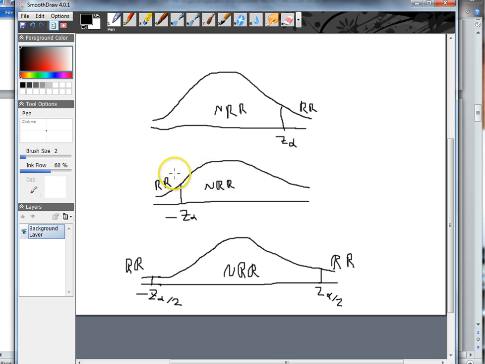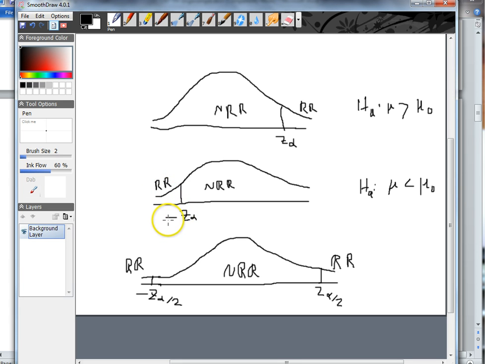For the lower tail test, this is the case where my alternative A is mu greater than mu 0. For this case, this is my alternative, mu is less than mu 0, and C is the alternative that I pay attention to. So that's a lower tail test, so I'll be working in the lower part of the graph.